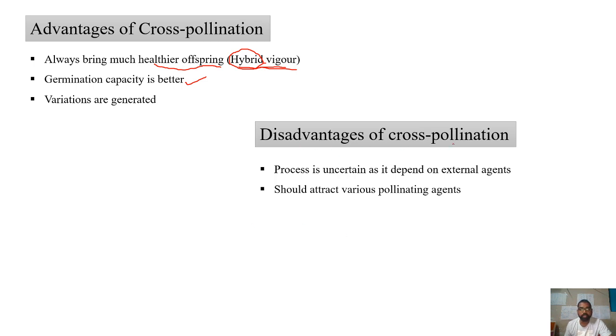Coming to the disadvantages of cross pollination, it is always uncertain. When compared to self pollination, it is uncertain as it depends on external agents. The plant should attract various pollinating agents. So these are all the advantages and disadvantages of both self pollination and cross pollination. Both have their own advantages as well as disadvantages.